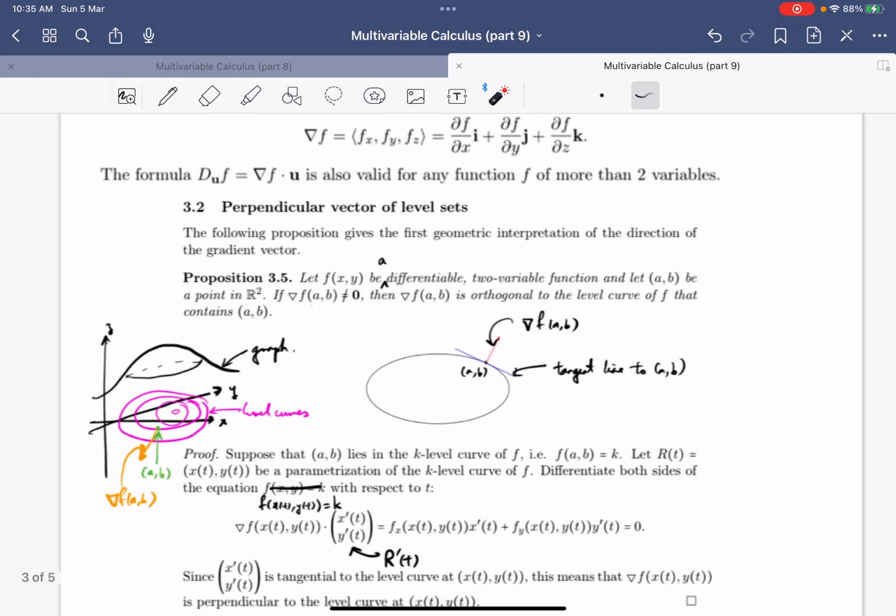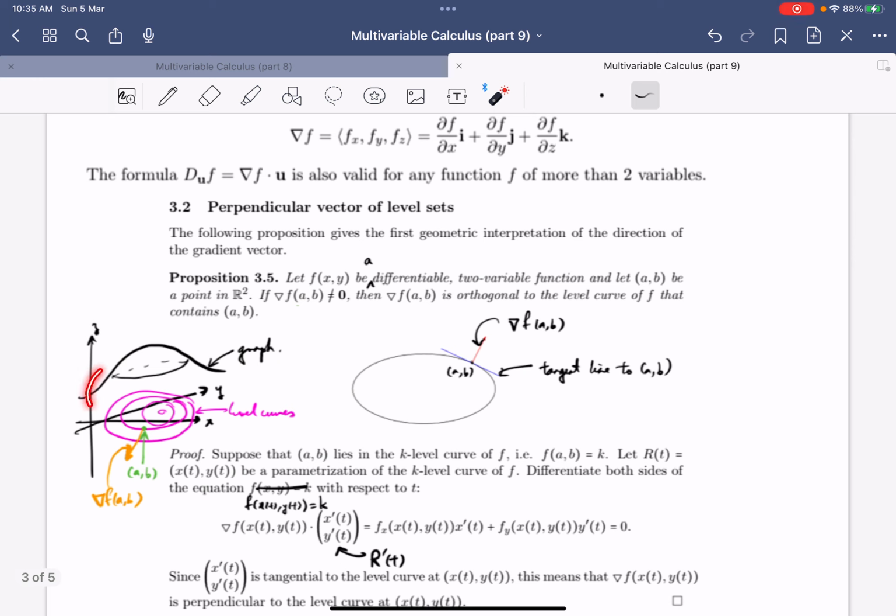And what does it mean to be the level curve? Well, f is some function. We just take a level curve and project it down to the xy plane. So these are the level curves. And if we have a point (a, b) on the level curve, and you draw a tangent line on this curve, the gradient vector will be perpendicular.